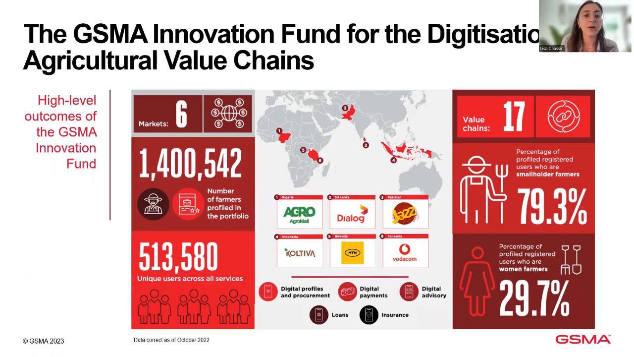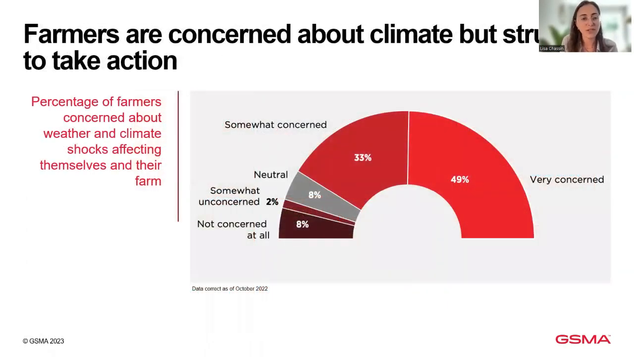So now that we had the chance to give an overview of the Innovation Fund high-level outcomes, let's focus on the topic of this presentation, which is about how digitized agricultural value chains can contribute to the climate resilience of smallholder farmers. During the Innovation Fund, we surveyed farmers to understand their perception of climate resilience. And what we found is that, yes, most farmers are concerned about the impact of weather and climate shocks on their livelihoods and on their farms. In fact, just 80% of farmers do not feel concerned about changing weather patterns. And this means that working to strengthen farmers' climate resilience is highly relevant.